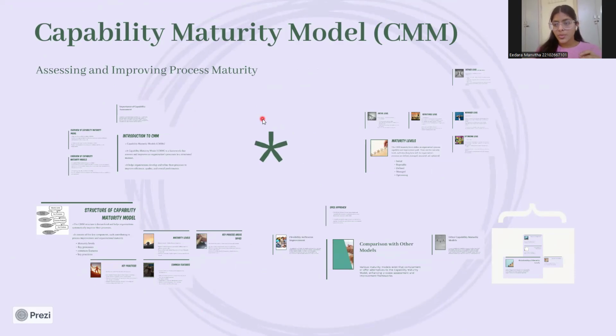So today I'm here to present about CMM, which is the Capability Maturity Model. It is one of the basic models. It is a software engineering framework that helps organizations improve their software development techniques and processes, and it also gives efficiency and a highly organized process.